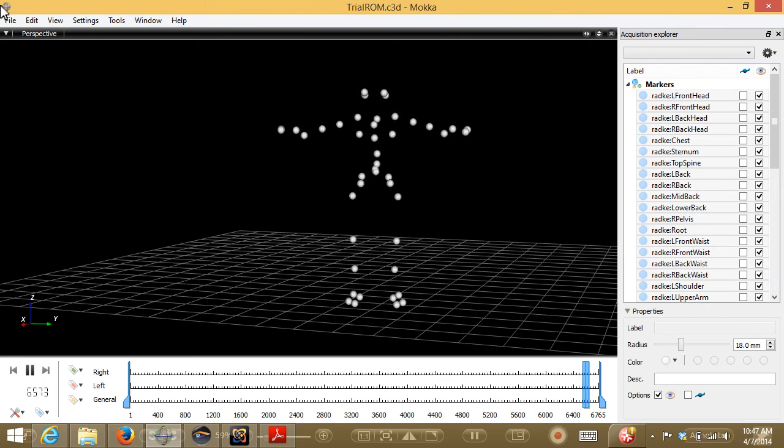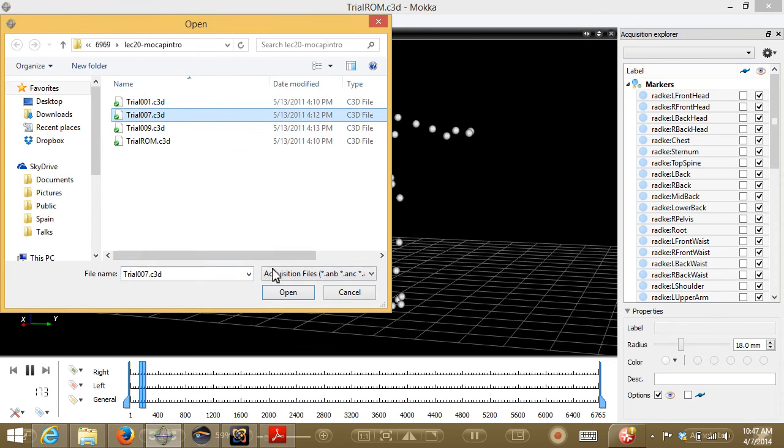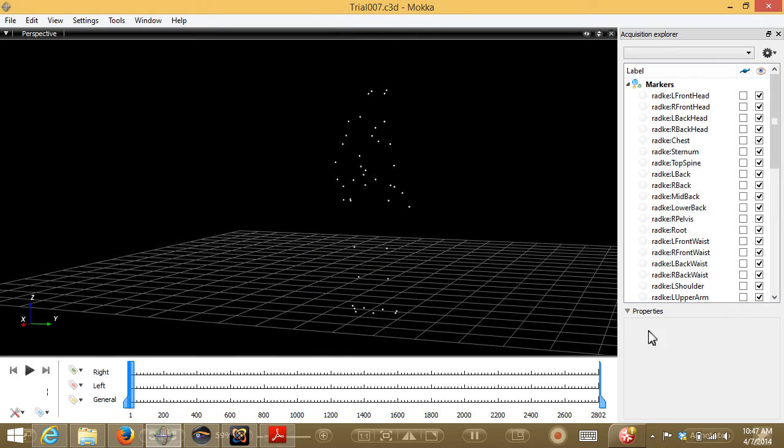And so then once they've calibrated you, so here's kind of just natural motion. Hold on a second.